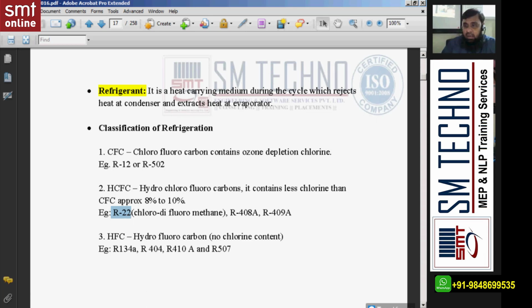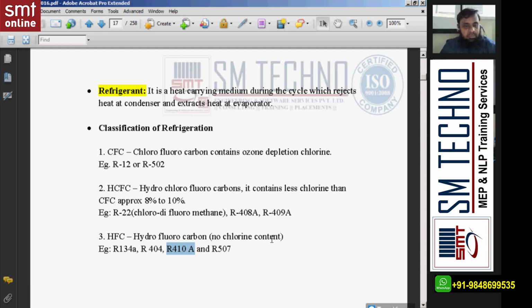Next we have HFC, hydrofluorocarbon. This hydrofluorocarbon is eco-friendly, environmentally friendly, with no chlorine content. So we have HFC, then why the use of HCFC? Because handling HFC is not easy, so the initial cost of the system increases with HFC. That's the reason we are still using HCFC in the market. The best examples of HFC used in the market, you can highlight R134A and also R410A, which is commonly used in actual practice.